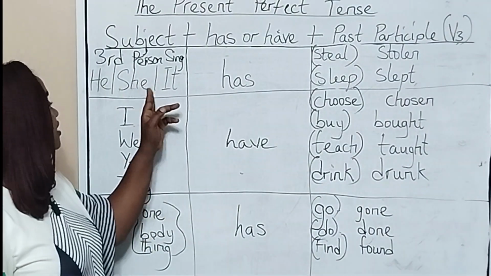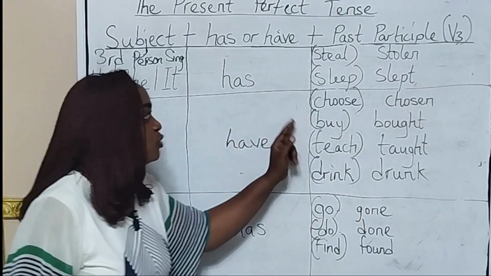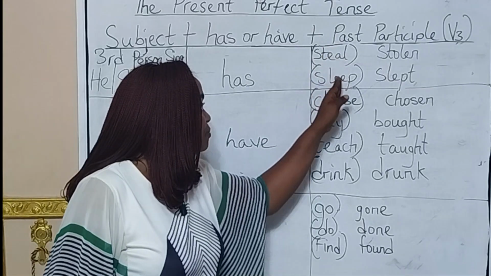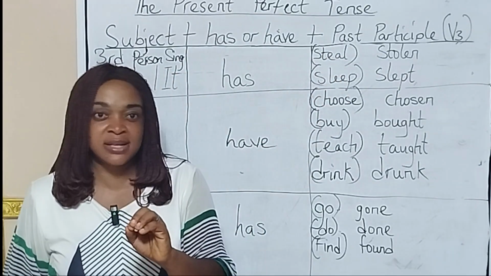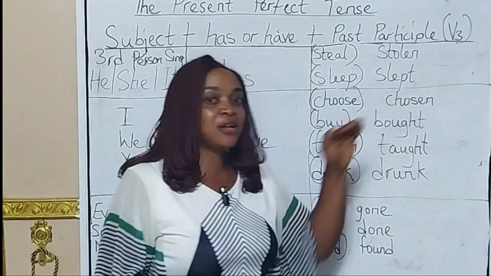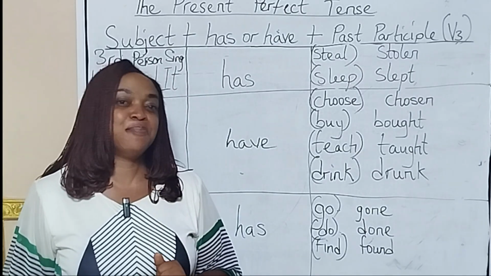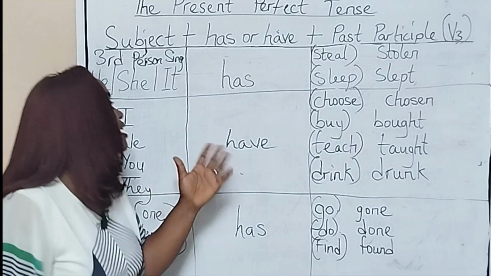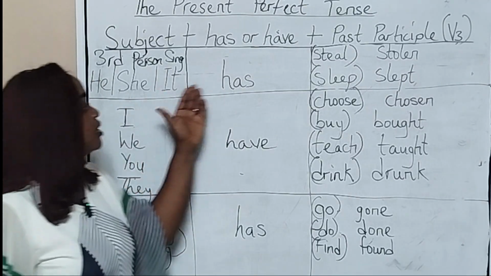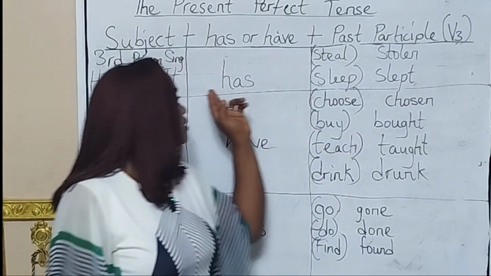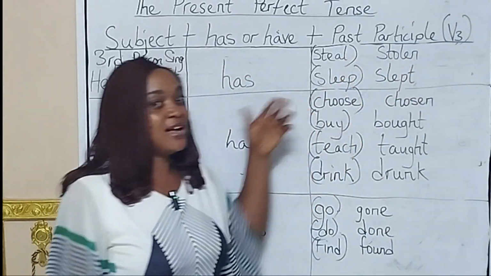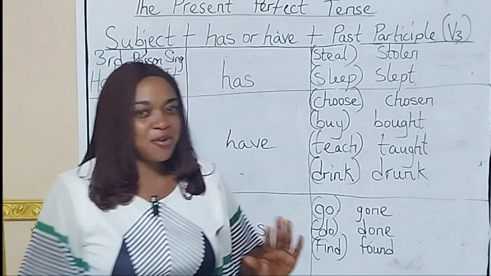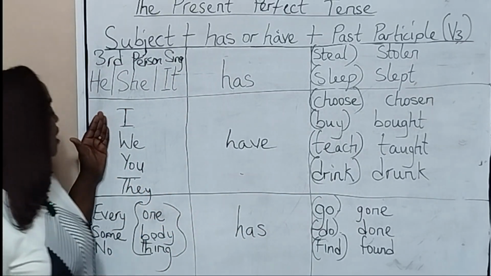We've agreed that he, she, it, has. And now you look for the past participle of the verb given to you. The verbs in brackets are the base. Now, the verbs out of the bracket are the past participle, the V3. So that's how it works. That's how it functions. Now, let's do this. He, she, it has stolen, has slept, has done, has gone. Any of them can go. Okay.